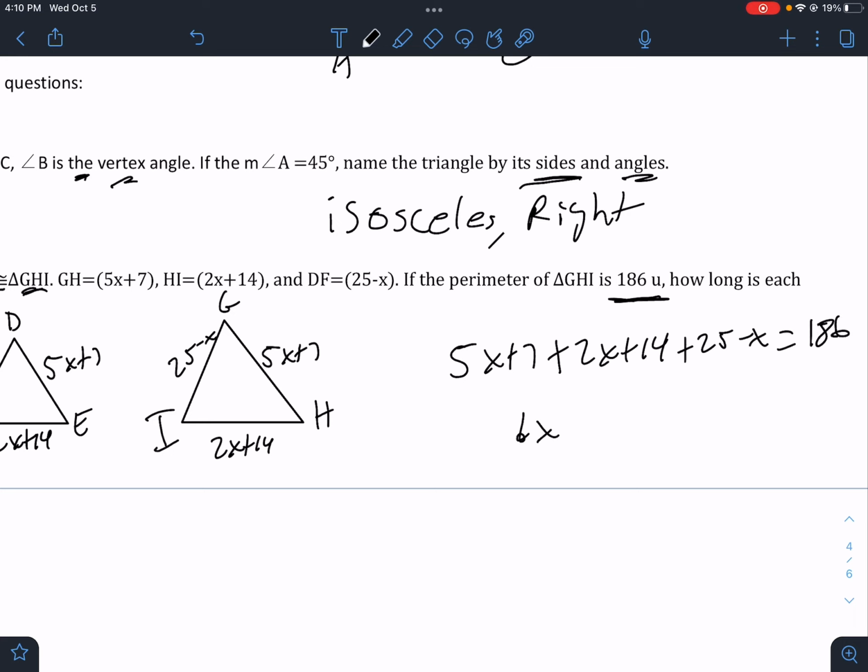So 6x plus 46 equals 186. 6x equals 180. So x would equal 70 divided by 3. Sorry, I said 180. I meant to say 140. So 70 divided by 3. That's x. Plug it in, you get it.